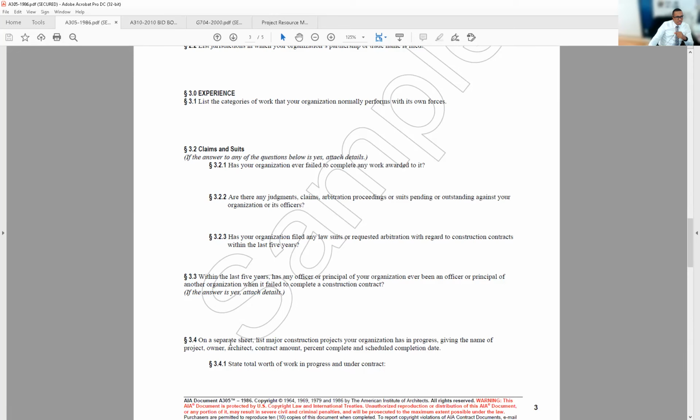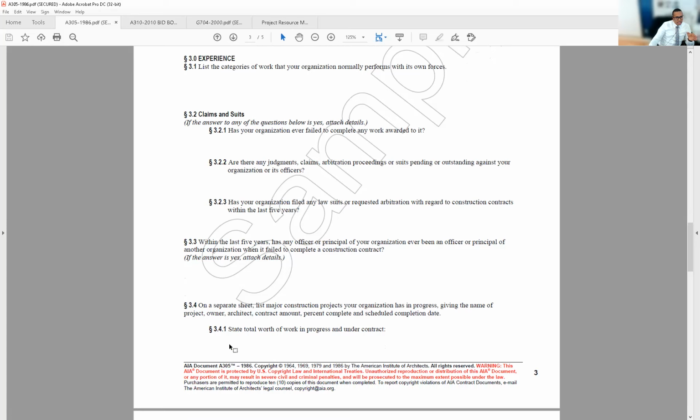Within the last 5 years, has any officer or principal of your organization ever been an officer or principal of another organization when it failed to complete a construction contract? Again, that record follows you around wherever you go. It follows you around, all right?